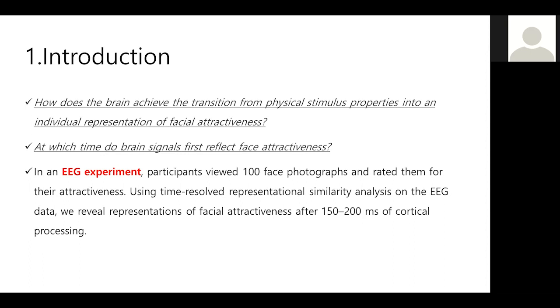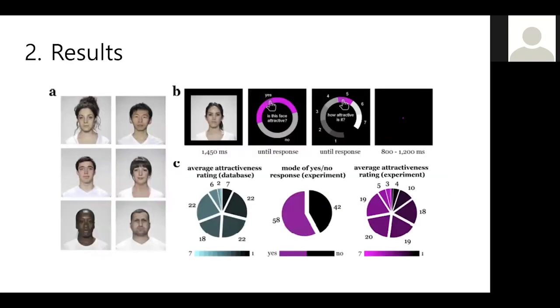By using multivariate representational similarity analysis on EEG data recorded during this task, we were able to temporally track the emergence of representations of facial attractiveness with high sensitivity, while at the same time being able to control for other sources of variability in the faces. We found that already between 150 and 200 ms of processing, brain representations reflected facial attractiveness.